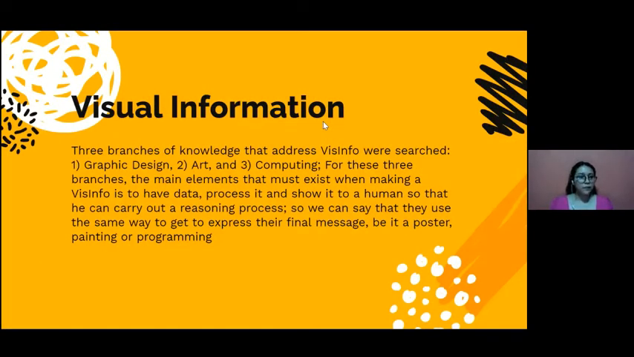Well, for visual information, we take three branches of knowledge that address visual information: first, graphic design, second, art, and third, computing. For these three branches, the main element that must exist when making a VisInfo is to have the data, then process it and show it to a human so that he can carry out a reasoning process. So we can say that they use the same way to express their final message, such as a poster, a painting, or programming.